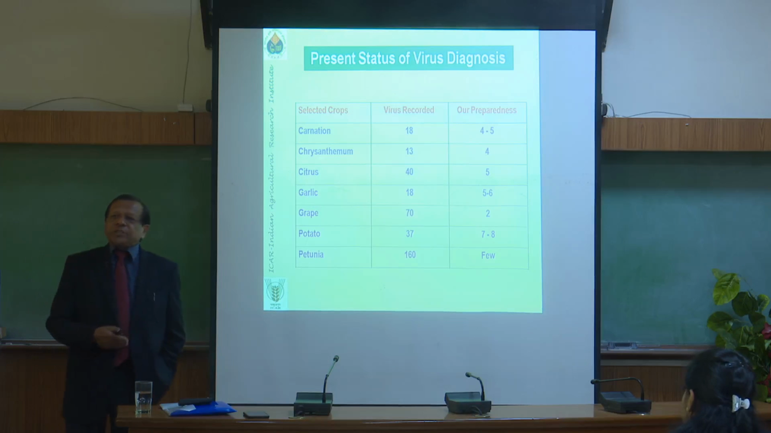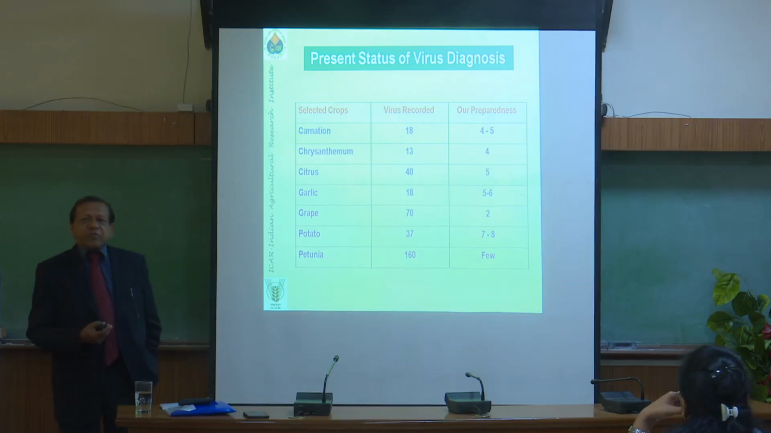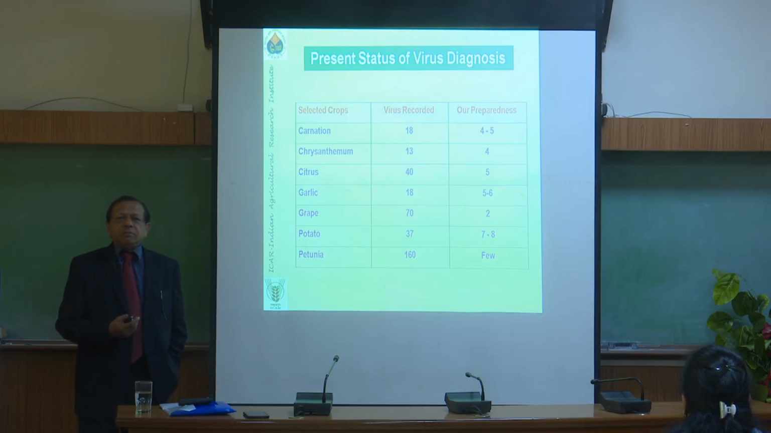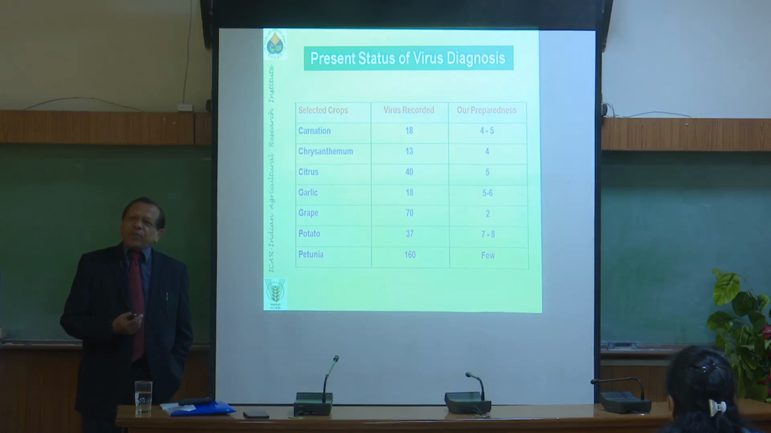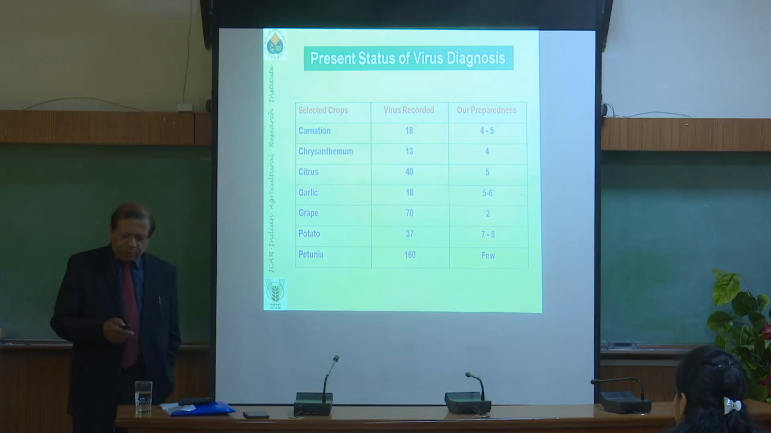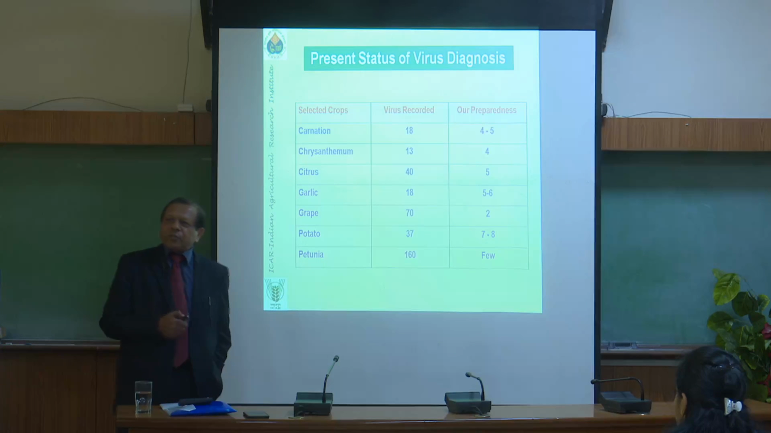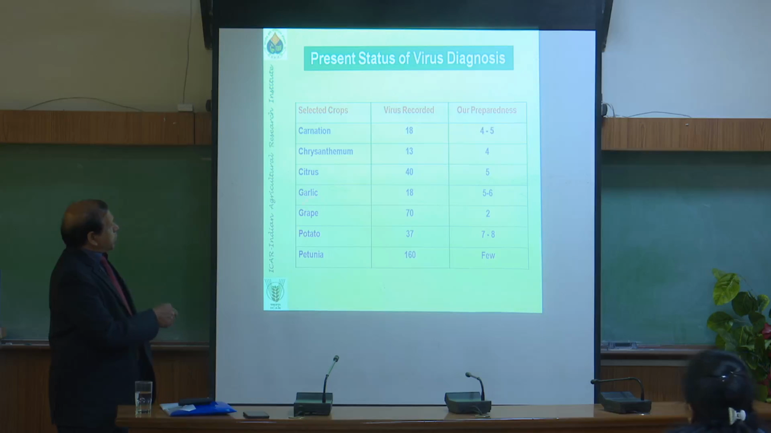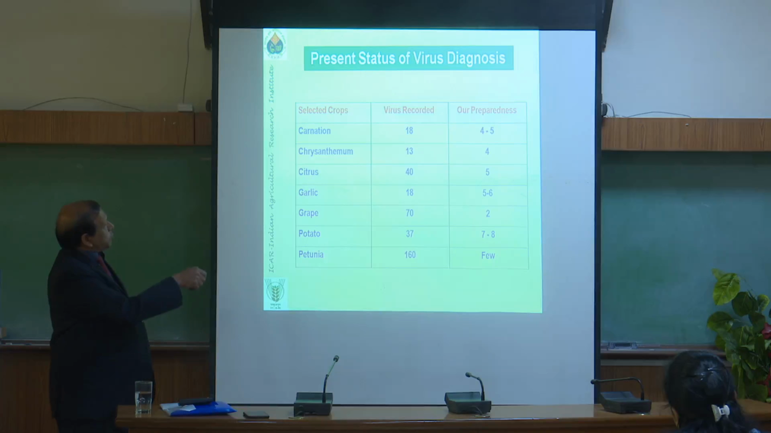Friends, as I was mentioning, there has been considerable emphasis on virus diagnosis during the last 3 to 4 decades. But let us look at what our preparedness is. Despite the fact that we have been giving considerable emphasis, what is our preparedness? You will find that our preparedness is still the tip of an iceberg. Let us look at some of the ornamental crops, including fruit crops like grape, then of course potato and so on.